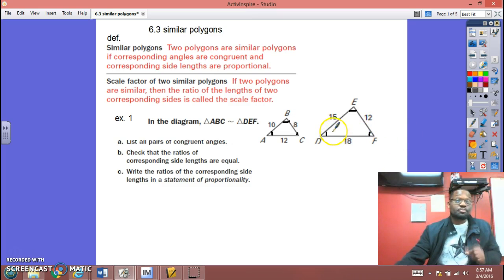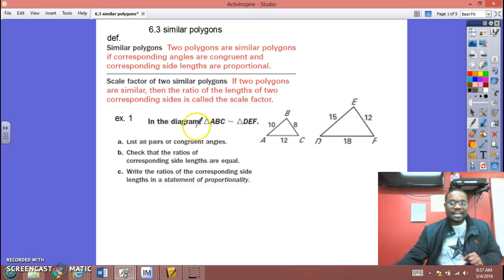So the angles have to be congruent and the side lengths have to be proportional. And so that's important. The sides don't have to be congruent. The angles do. The sides have to be proportional. All right. Now, let's look at an example.